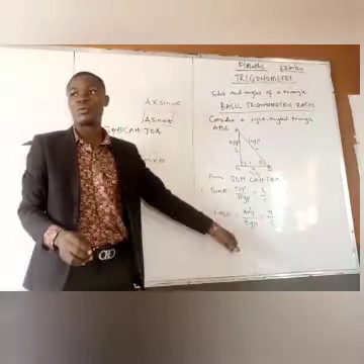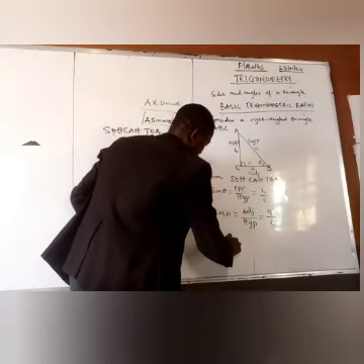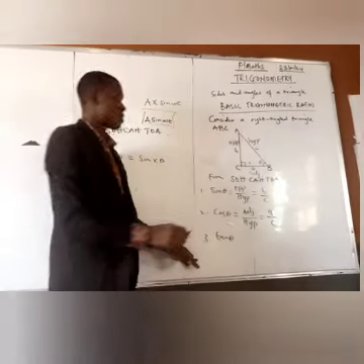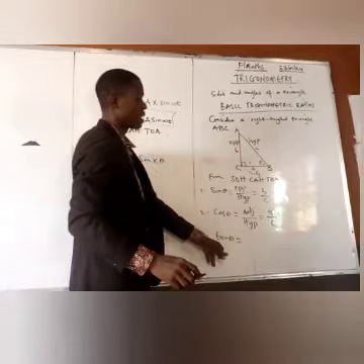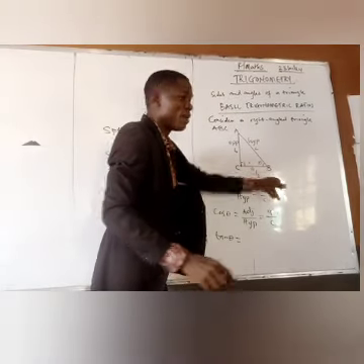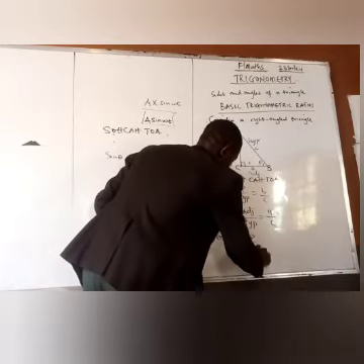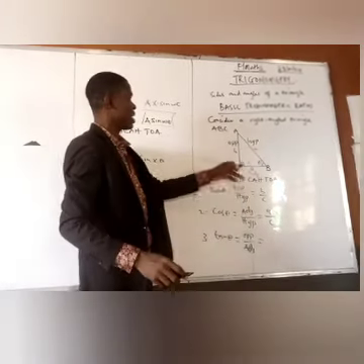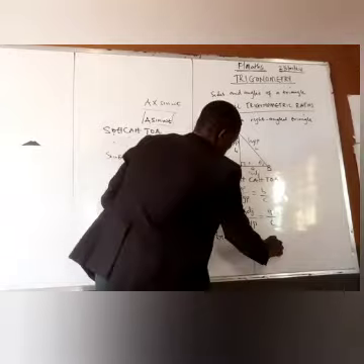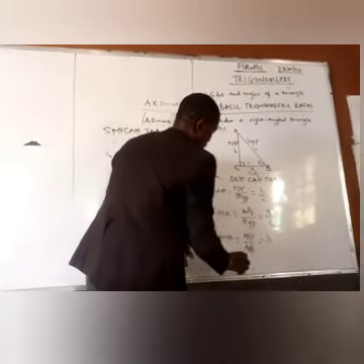Then the third one is tangent. That's tan of the angle theta. So tan is what? Opposite over adjacent. Very good. So our opposite here is what? B over A. So we have B over what? A.